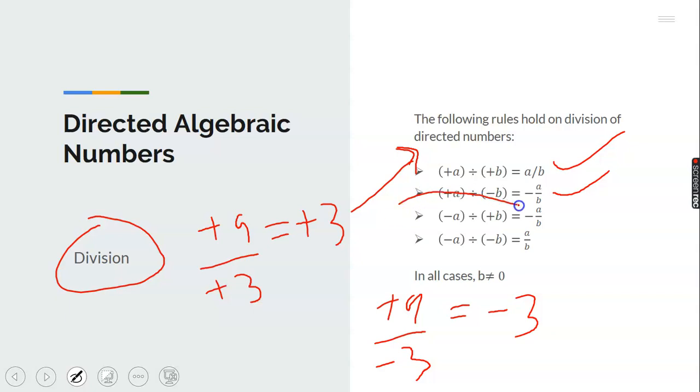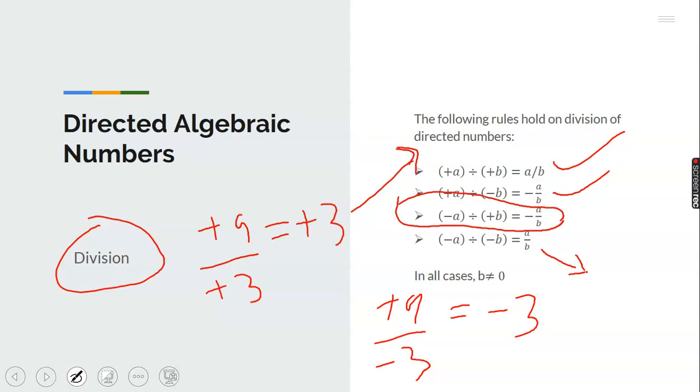Try this on your own. Are you getting me? Try that on your own. With example, just pick a number that is easily divisible and check it out. Now, the last point, I want to make use of this now. So you have minus a divided by minus b will give you positive a over b.